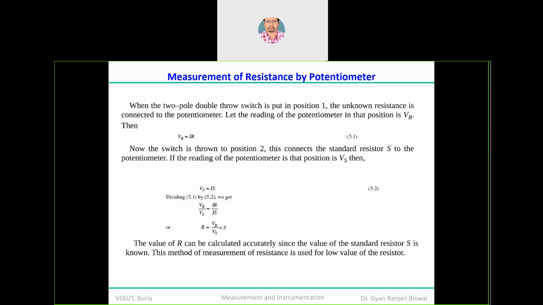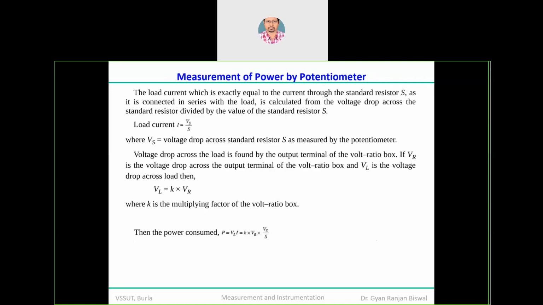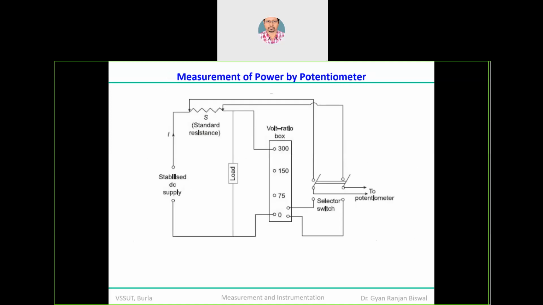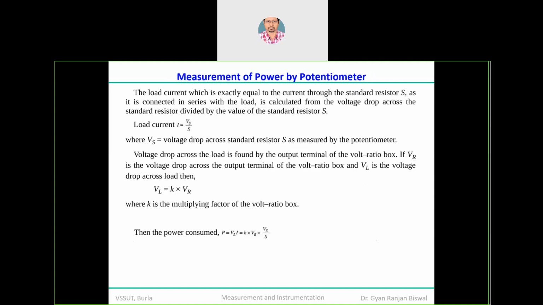Please note that these kinds of arrangements are primarily used to measure low values of resistance. For medium resistances, different deflection schemes are available from low to medium values. And for high resistance, I have already told you, you can use the earth measurement and other schemes we have already discussed, which use megger for high resistance measurement. So that's how you calculate the unknown value of the resistance.